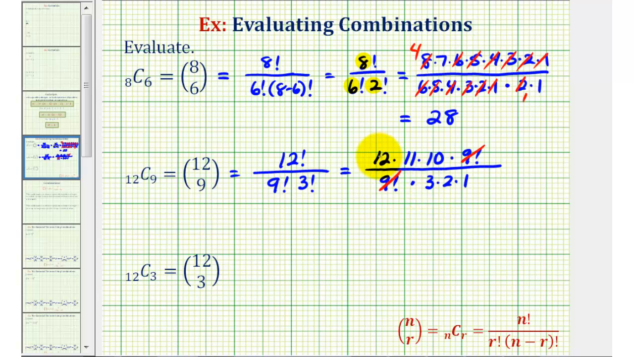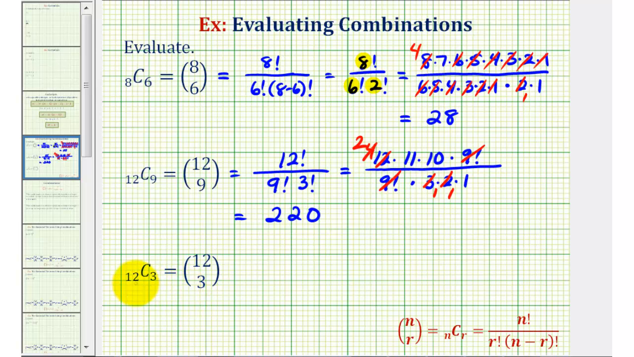And notice that 12 does contain a factor of 2 and 3, so we can simplify this further. There's 1 3 in 3, and 4 3s in 12. Now we can simplify the 2 and the 4. There's 1 2 in 2, and 2 2s in 4. Again, notice the denominator is now 1, so we're left with 2 times 11 times 10, which is equal to 220. So one way to think of this result is if we have 12 people and we're forming groups of 9, we can form 220 different groups.